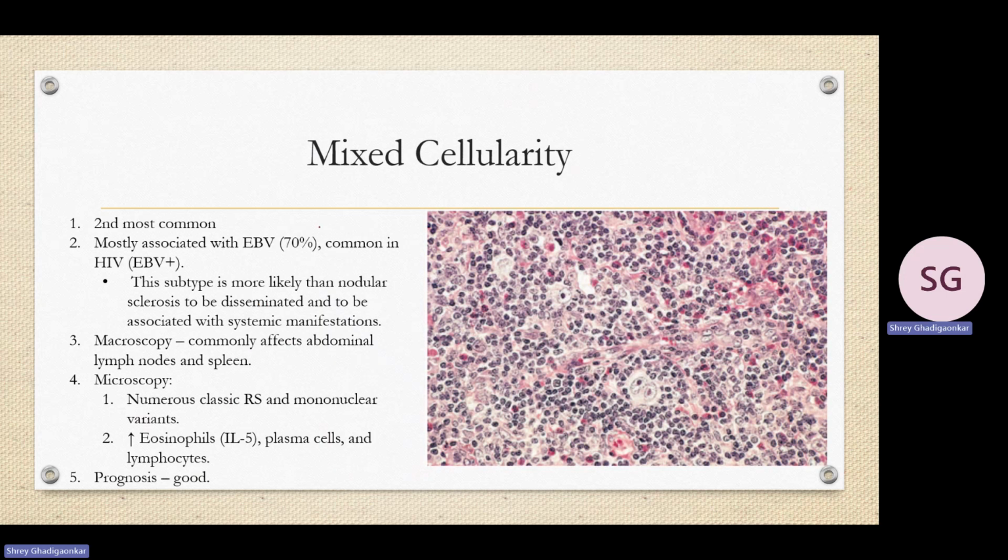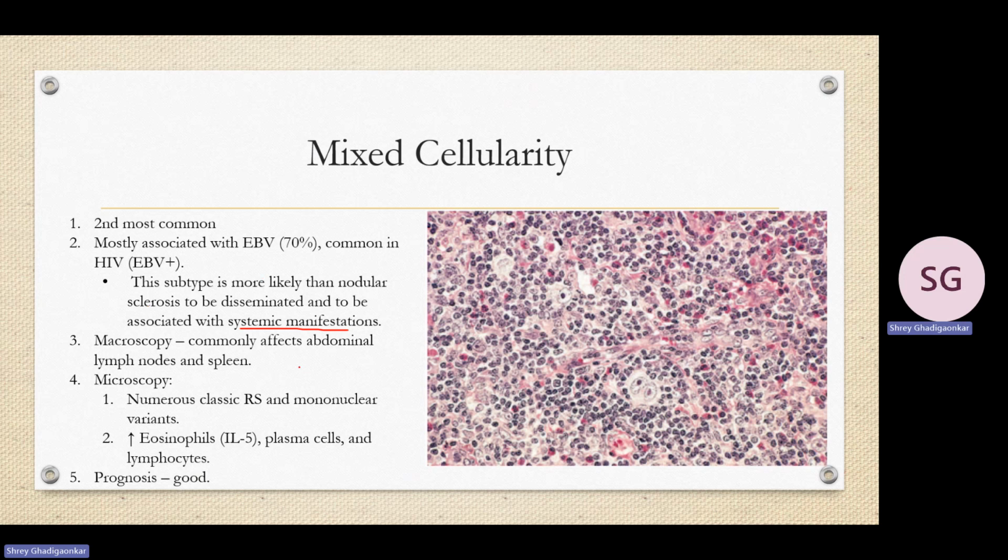You also have a mixed cellularity type. So this is the second most common, and mostly associated with EBV, and it's common in HIV as well. So this subtype is more likely than nodular sclerosis to be disseminated and to be associated with systemic manifestations. So macroscopically, these may affect abdominal lymph nodes as well as the spleen.